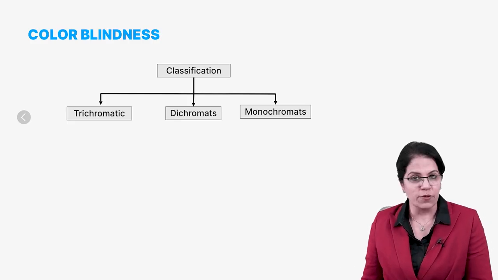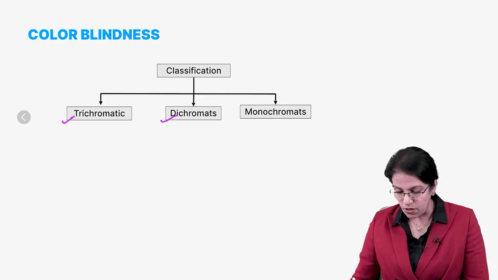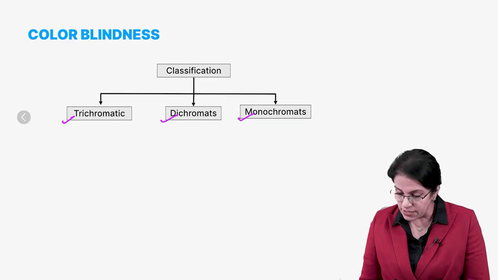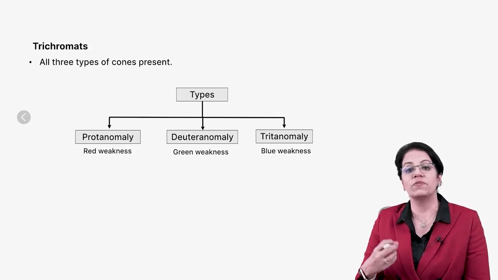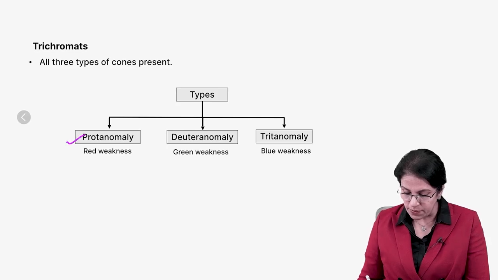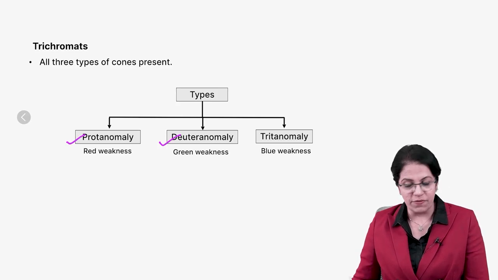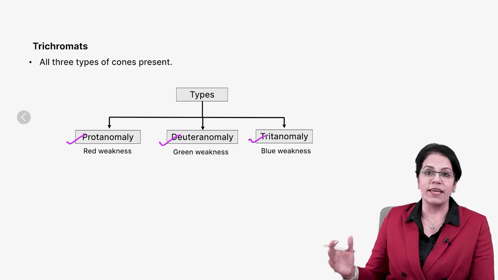One, according to this theory, we can divide it as trichromats, dichromats, or monochromats. When you say trichromatic, it means all three types of cones are there, but one of them is weaker. So there's an anomaly. If red is weak, we call it protanomaly, deuteranomaly for green weakness, and tritanomaly for blue weakness. These are all trichromats.